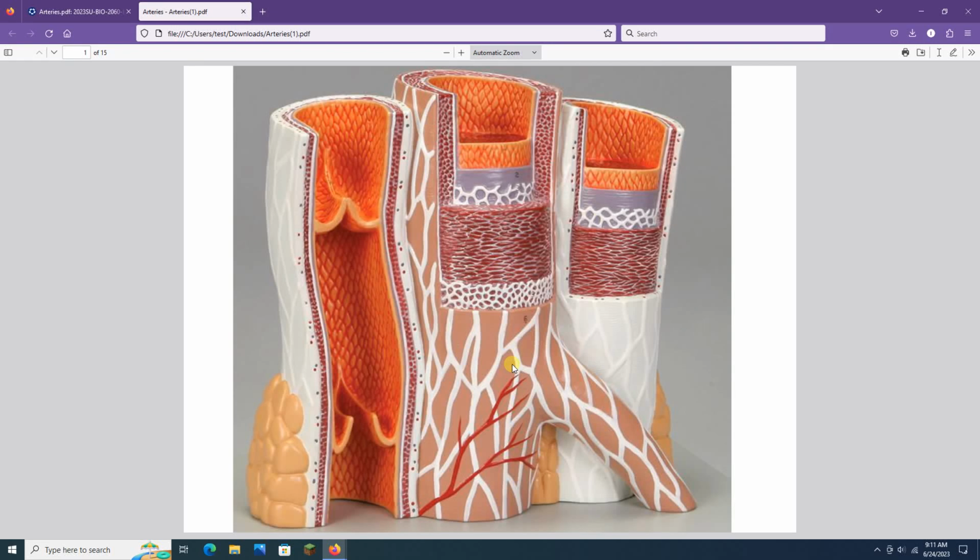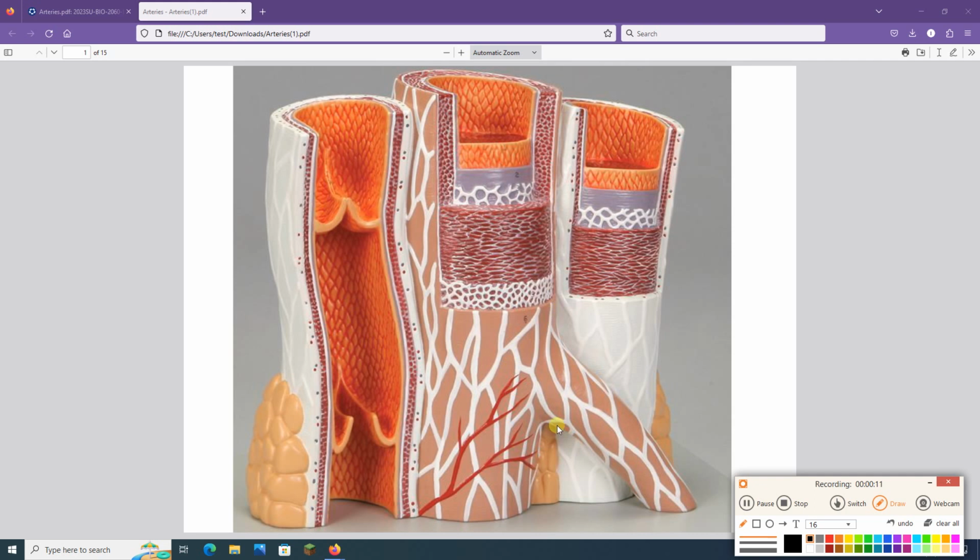Hey everyone, let's do a quick video on the arteries. And we're actually going to start here with some arteries and some veins. Well, an artery and some veins here. So we have three blood vessels here in this model. We've got three blood vessels, okay? And there are two veins and one artery.